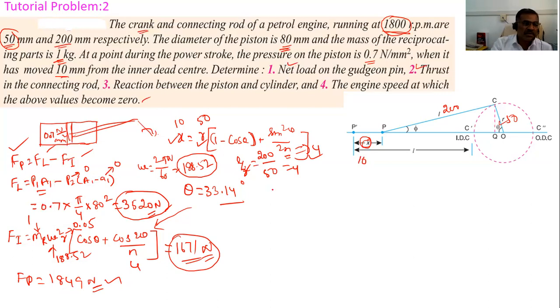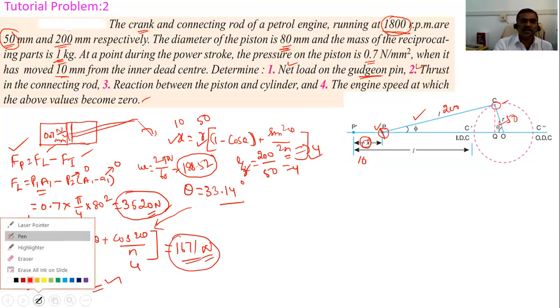Then what you have to calculate? FB is a net load on the gudgeon pin. So here we have a pin. This is the connecting rod. The connecting rod is connected with one pin, that is the crank pin. So here we have one pin, where the piston and connecting rod are connected. That is called the gudgeon pin. So FB is a force acting on the gudgeon pin. So the first one we have calculated.